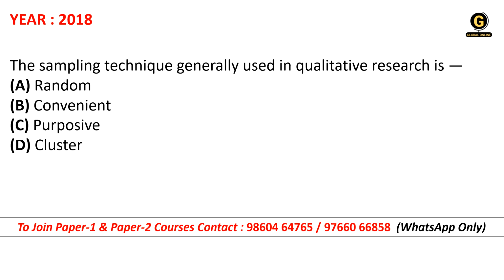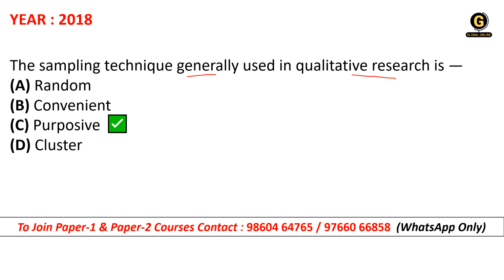Next question, which is on sampling techniques. The sampling technique generally used in qualitative research is random, convenient, purposive, or cluster. So remember always, when it is qualitative research, the purposive method is mostly used. Purposive sampling is also called judgmental sampling, right? It is the most common in qualitative research, when the researcher selects the participants intentionally based on who can provide the most relevant, or rich, information about the things that the researcher needs in a research, right?